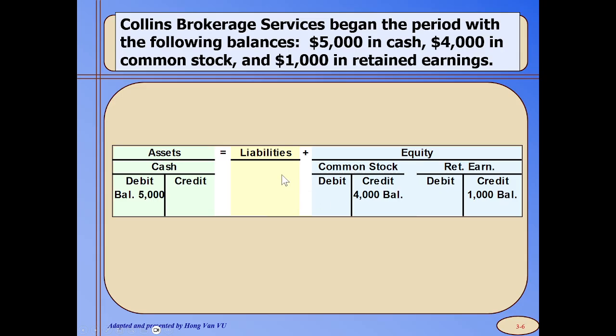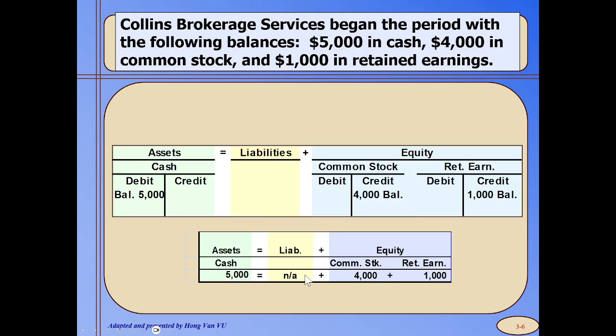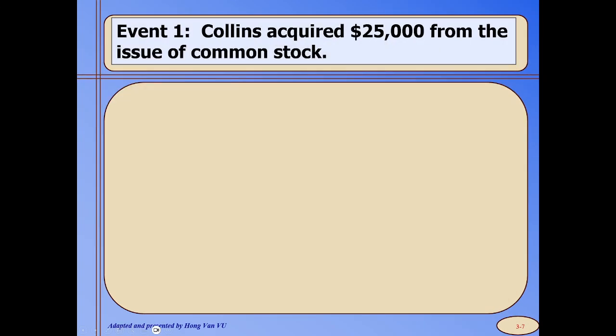Here is the illustration of the impact on the T account model. But as we know that assets equal liabilities plus owner's equity, we can develop this illustration of the impact on the financial statements as below. Assets equal liabilities plus the owner's equity, so we have cash of 5,000 equal to common stock of 4,000 and retained earnings of 1,000. So now look at event number 1.